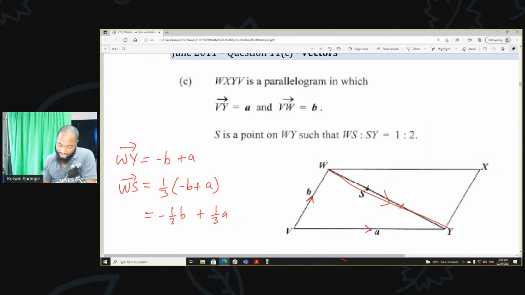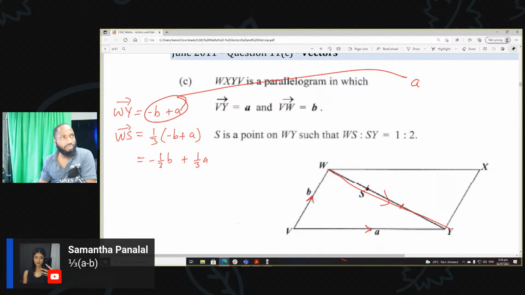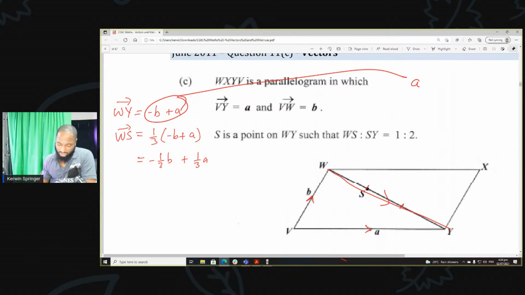Another thing you might see is normally we write this like A minus B instead of negative B plus A, to make the thing look good. Like what Samantha is doing here. Well done, Samantha. Boom, bam.